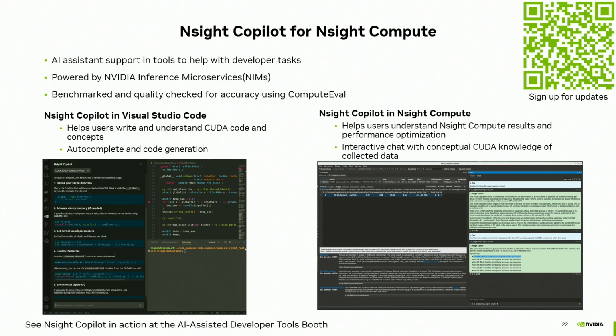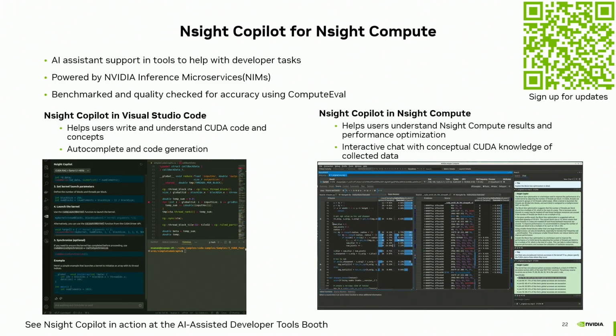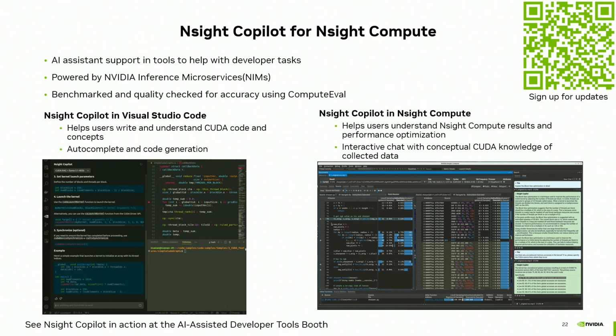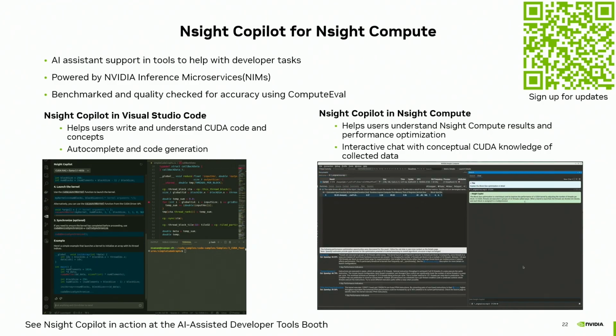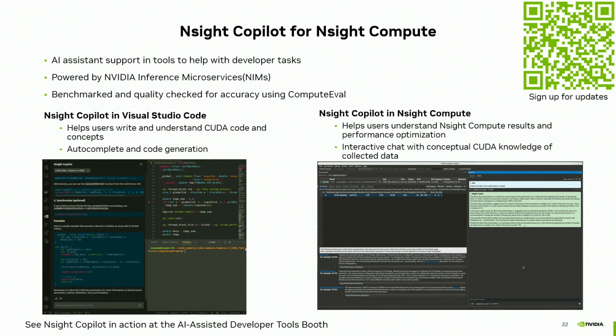NSight Copilot is a suite of AI tools and solutions for CUDA developers. NSight Copilot will speed up and simplify your development, debugging, and optimization for all of your GPU-accelerated computing tasks. And all of these updates that you see here today will eventually be making their way directly into the NVIDIA HPC SDK as they come out of a private beta.